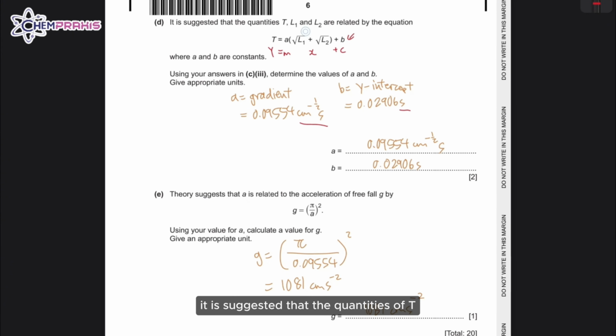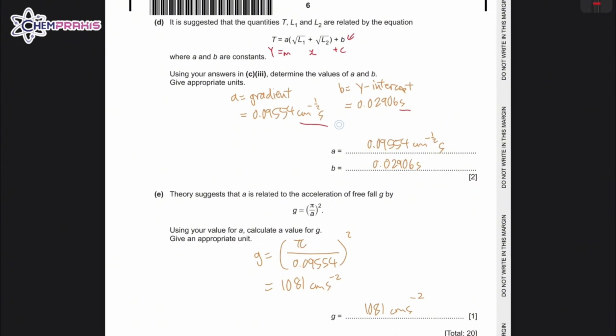It is suggested that the quantities of T, L1 and L2 are related by this equation, where a and b are constants, and using our answer in C3, we will need to determine the values of a and b. If you look at this equation, we will notice that this equation will overlap with our y equals mx plus c. Hence, we will know that a is our gradient and b is our y-intercept. So now we will just need to mention that a equals gradient and b equals y-intercept, then we can directly write our final answer. Just remember to take note and write your units.